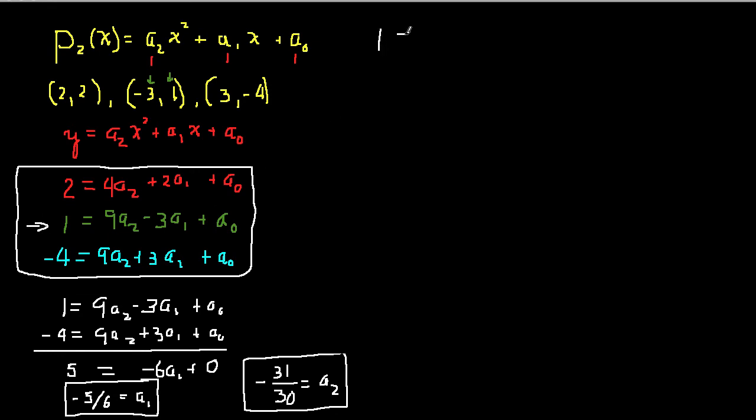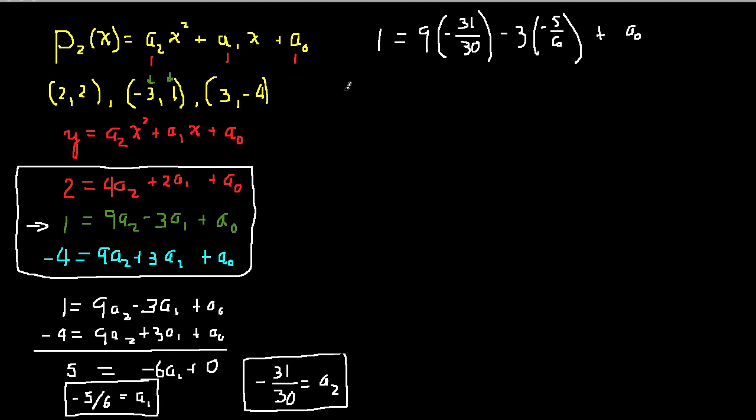So I have 1 is equal to 9a2, but I've solved for a2. a2 is negative 31 over 30. So that's 9 times negative 31 over 30, minus 3a1, so minus 3, and I've solved for a1, which is equal to negative 5 over 6. So that's negative 5 over 6 plus a0.